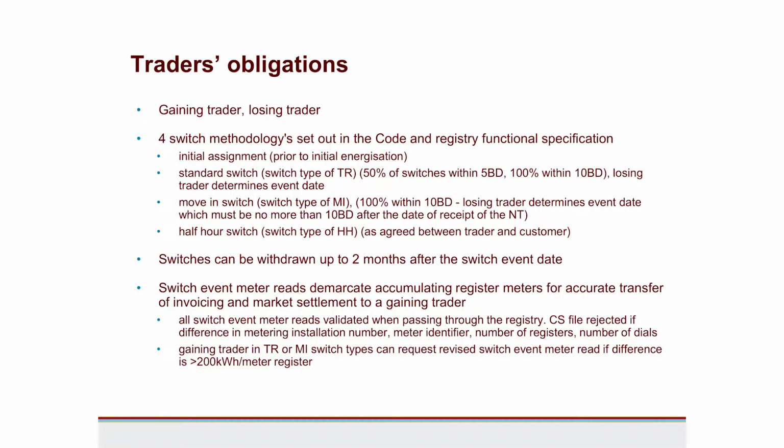So we mentioned there were 3 different types of switches. Traders are one of those types, but they have another 4 switch methodologies that sit underneath them. The first is when a new ICP goes to ready and the trader picks it up for the first time. We call it the initial assignment, and there's a specific process in the code that the trader must follow. There's a specific format for it that I haven't noted down, but I can find it for those people who are interested in it.